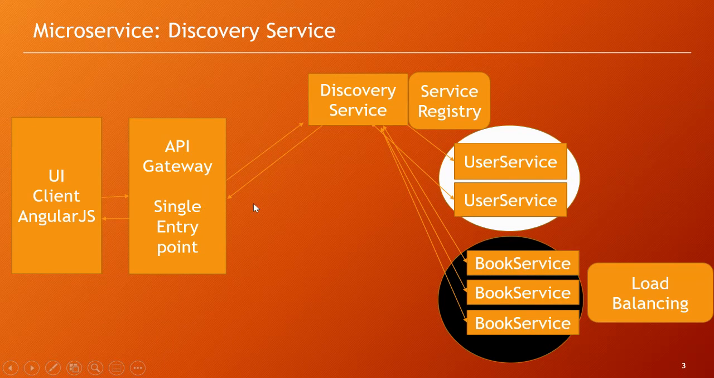After that, the client will make a direct call to this user service once it is aware of the IP address. So this is the architecture of how exactly the discovery service and service registry work, and how the client interacts with all the instances.